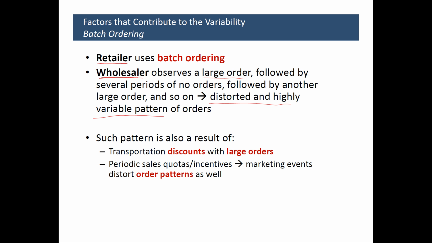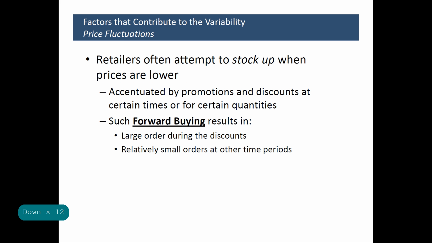Such patterns result from transportation discounts, as I have mentioned. So the less often you order a transport, the less often you need to pay for it for large orders. So you want to aggregate the demands. And also, that is another pattern, the periodic sales quotas and incentives. So some kind of marketing events such as discounts where the prices are low distort the order patterns as well and lead to this variability, which is really bad for a supply chain.